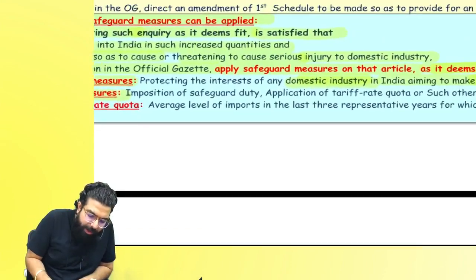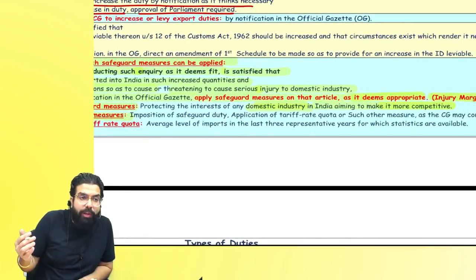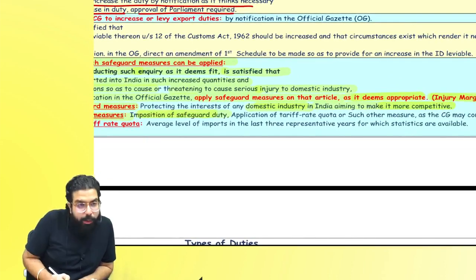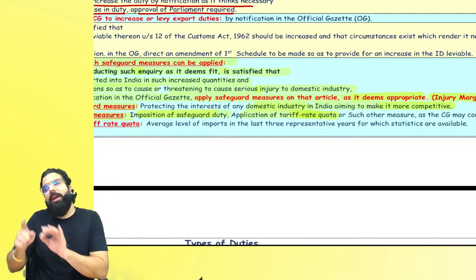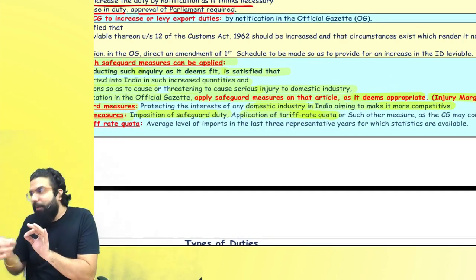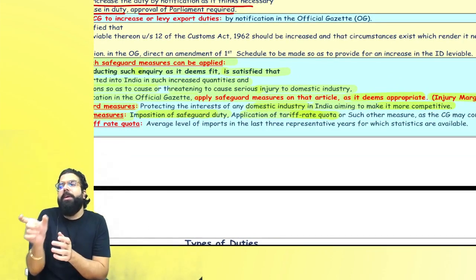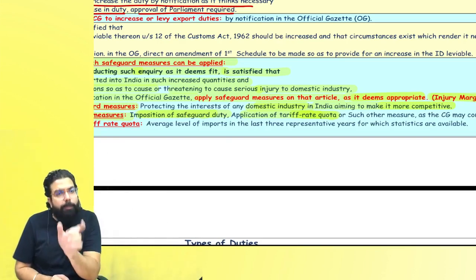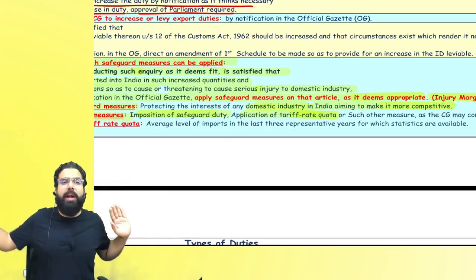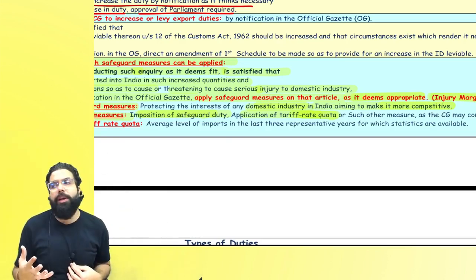Sir, what are the modes of safeguard? Number one, government can go ahead and, what are the different ways to safeguard? Government can impose safeguard duty. Government can impose tariff rate quota. So government will go ahead and take the last 3 years' import average, and government will say this much is the quota, up to this much if goods are coming into India.